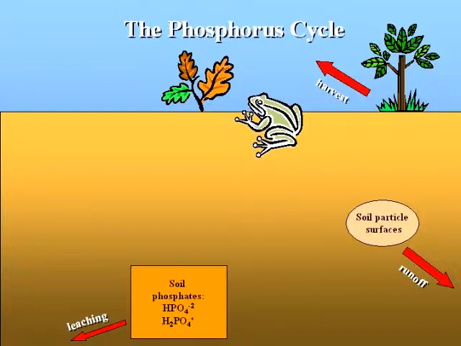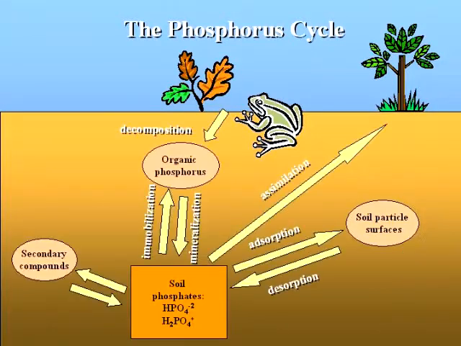One other source of output would be another human one, harvest of plants. Okay? Plant tissues contain phosphorus, and so when we harvest agricultural crops, we are removing phosphorus from the system. Now there's a lot of other stuff going on, however, that we need to talk about. Let's look at those pink bubbles.